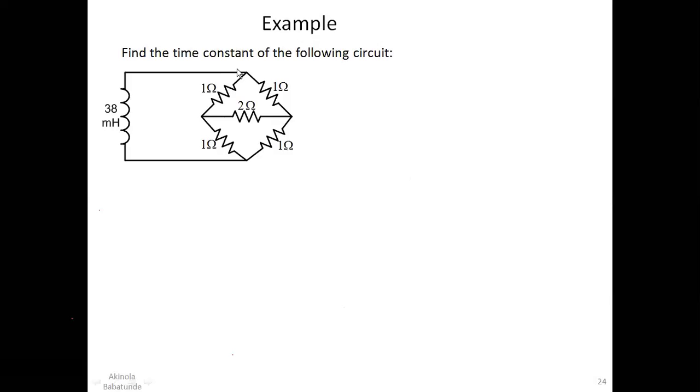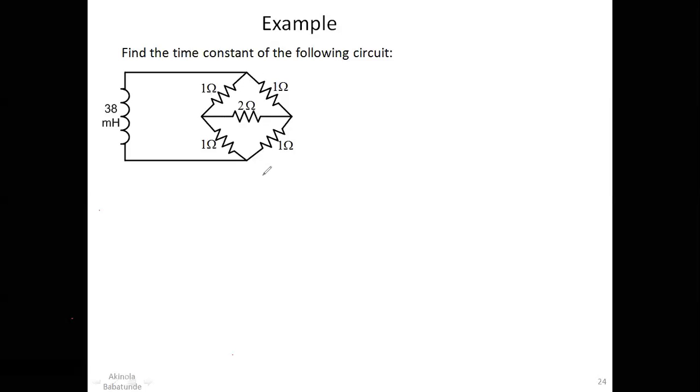So what you see here in this circuit is that we have an inductor of 38 millihenry, and then we have another circuit to the right here with about 5 different resistors. Each of them has one resistance, and only one has two ohms. 1 ohm resistance each for the ones at the borders, and then the one right in the middle here is 2 ohms.